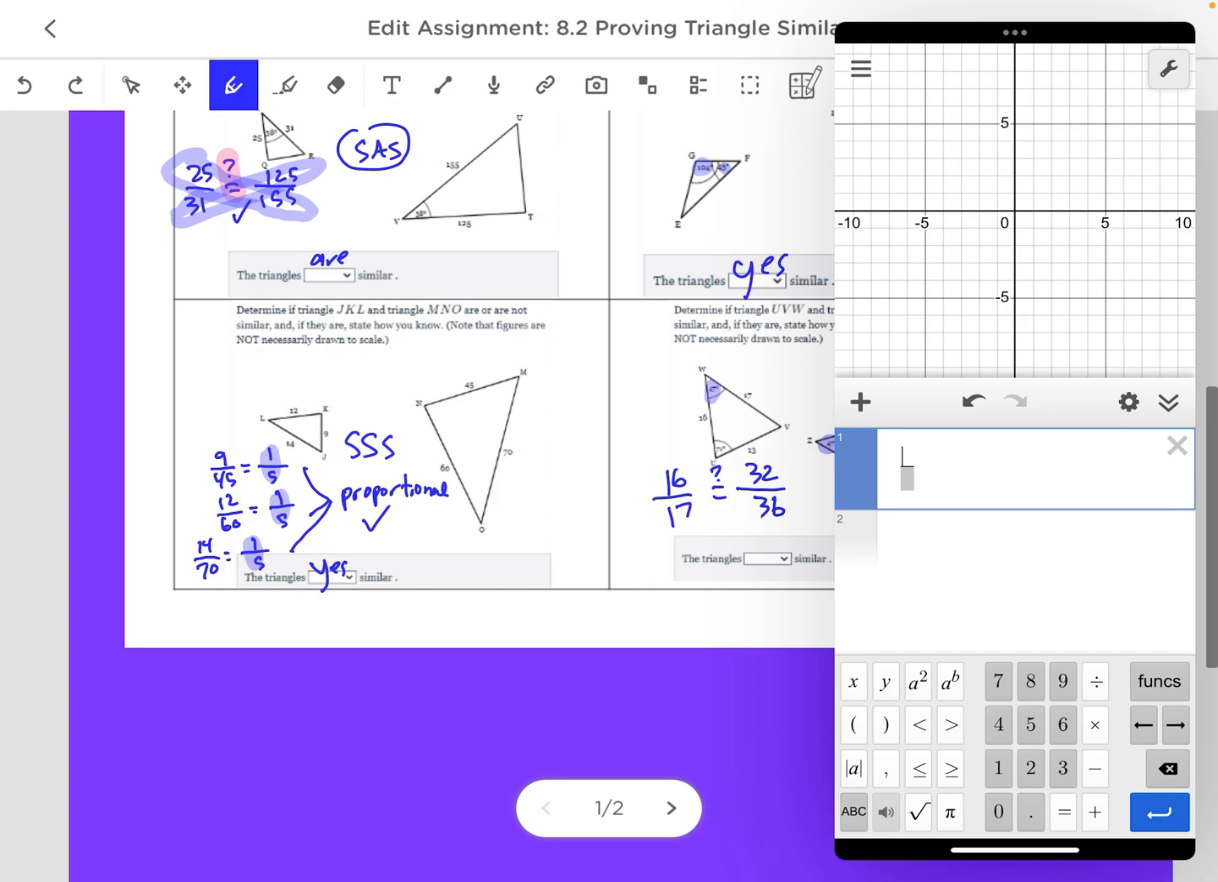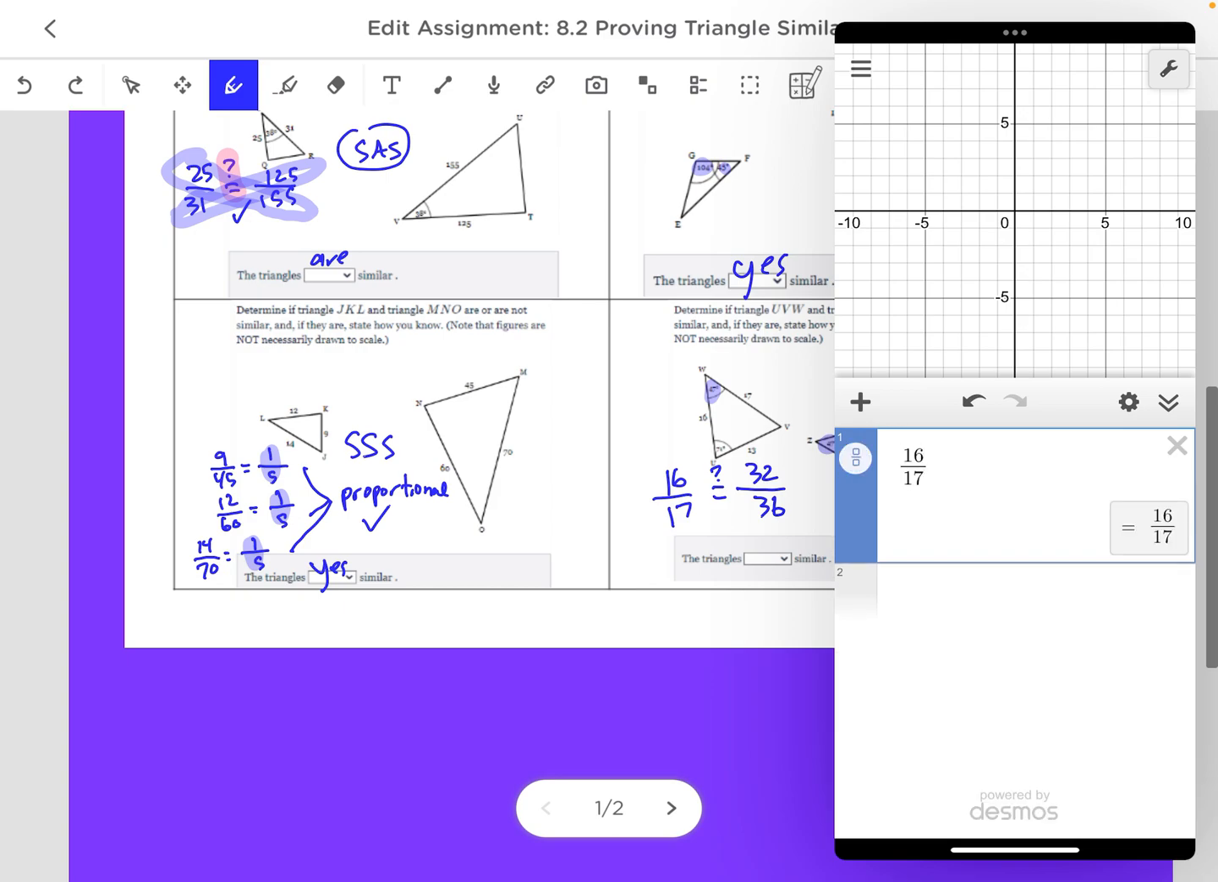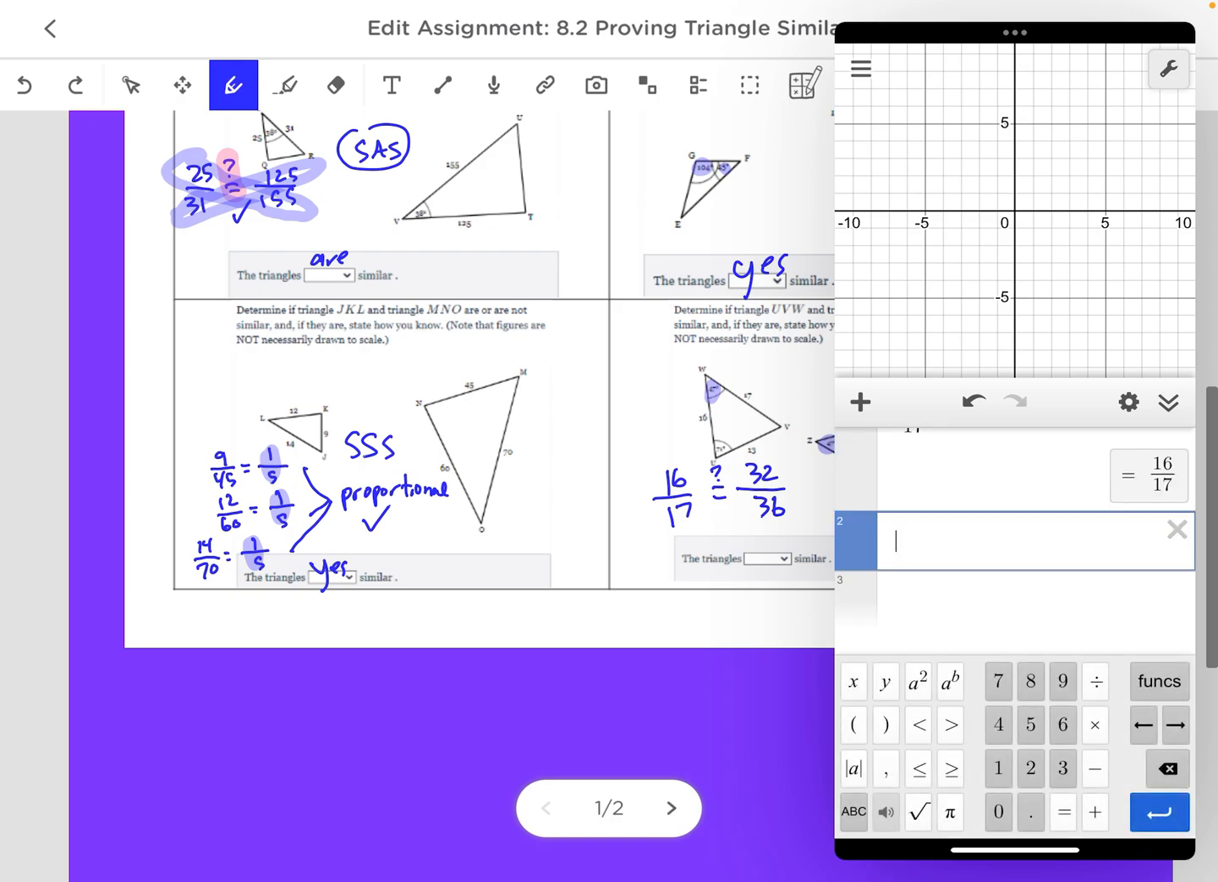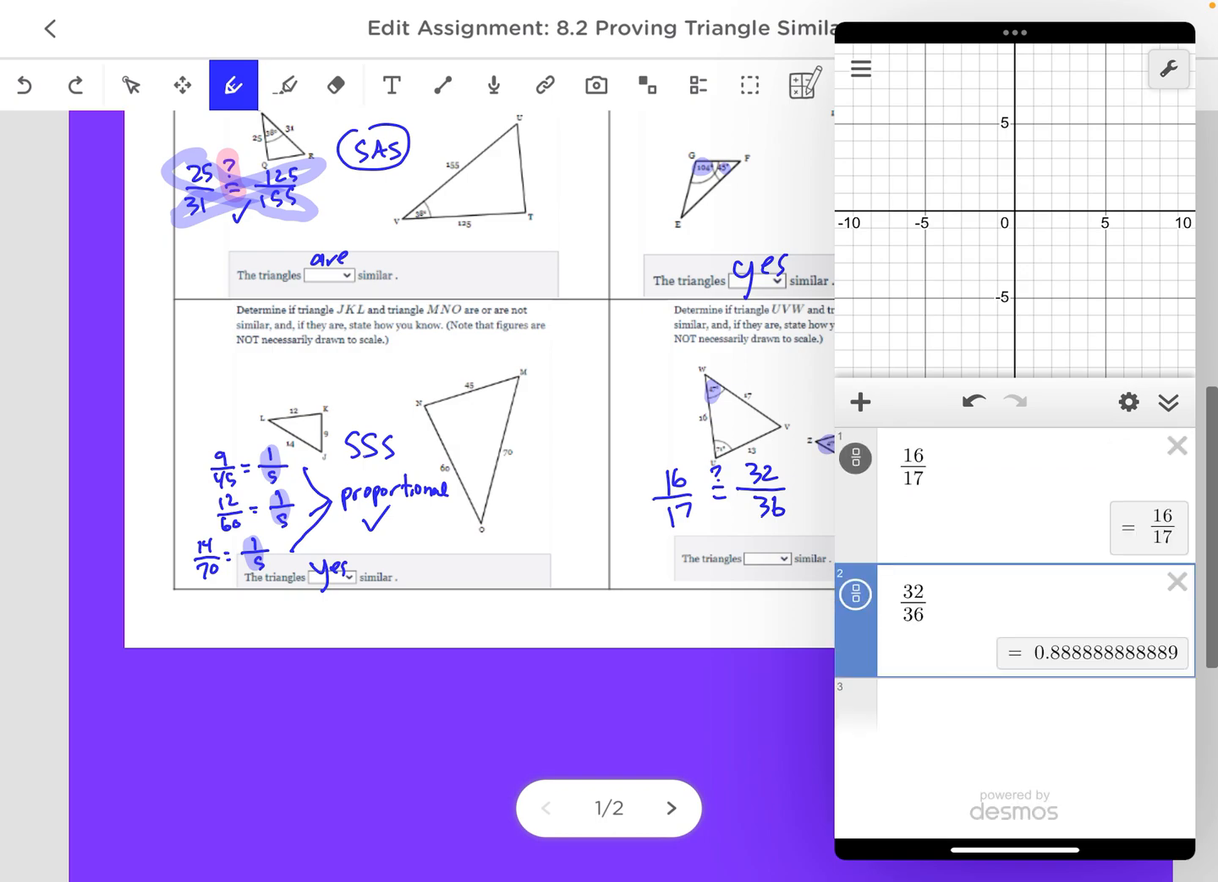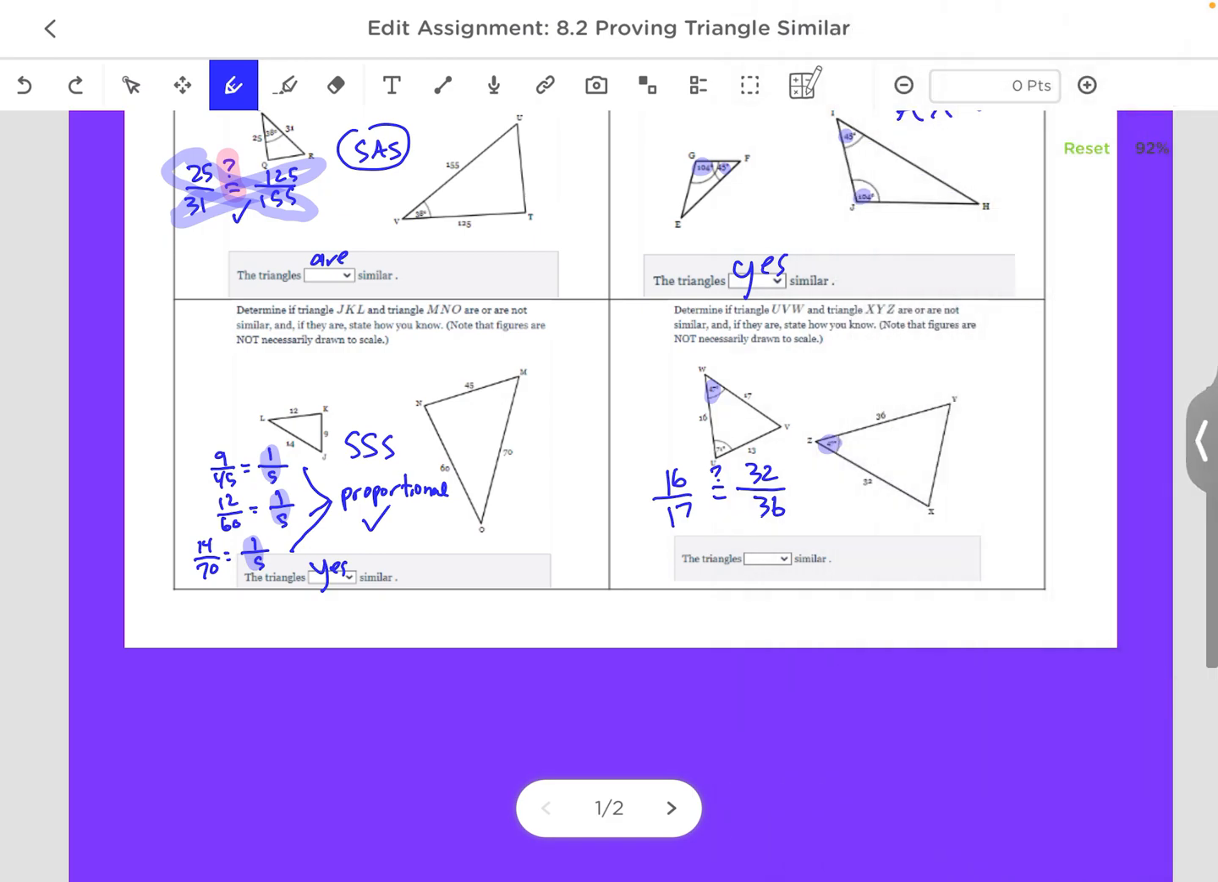All right, so I'm just going to type in 16 over 17, okay? And see what that fraction is. It's still 16 over 17. And then I'm going to put 32 over 36. Push that and ask myself, are those the same fraction? 16 17ths and 8 ninths? No, those are not the same, right? So the answer is no, because it's not proportional. Okay, so that's the gist of it right there.